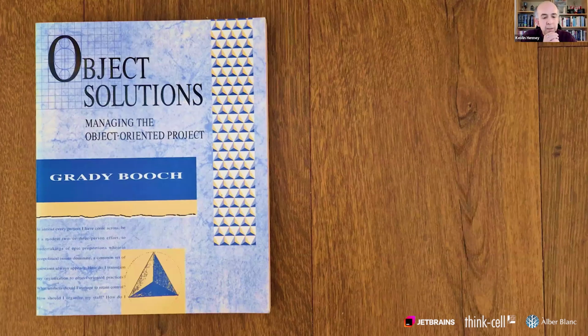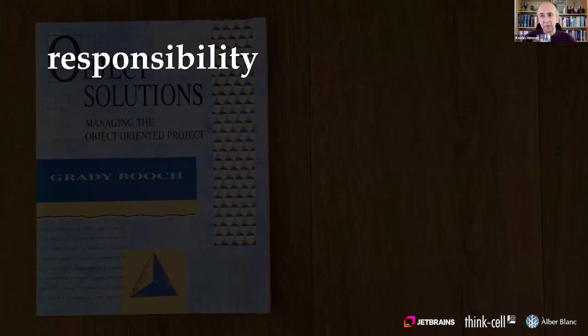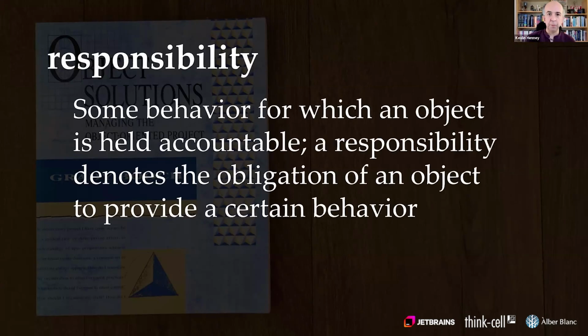So let's have a look. Mid-90s. This book by Grady Booch, 1996. It builds on his earlier object-oriented analysis and design books, which were published when was it? 1991. Second edition was 1994. And the thing about Grady is he's really good at definitions. So he actually goes and defines, and it's not just he's good at definitions, he does actually put some effort into them. Responsibility: some behavior for which an object is held accountable.